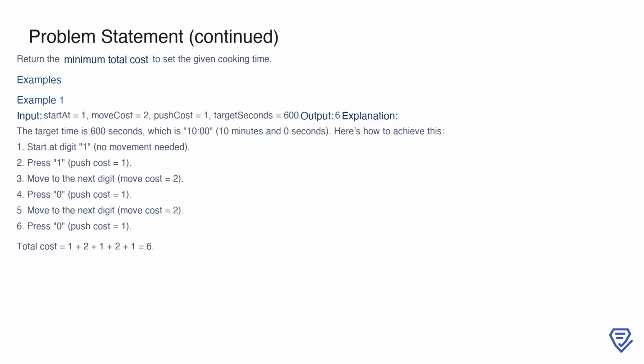Let's look at an example. Suppose the starting digit on the microwave is 1, the cost to move the cursor is 2, the cost to press a button is 1, and the target time is 600 seconds. This translates to 10 minutes and 0 seconds, displayed as 10:00. To set this time, you would first press 1 since you're already on the digit 1, and that costs 1. Then, you move the cursor to the next position, which costs 2. You press 0, which costs another 1, and repeat the process for the next digit to set the final 0. Adding up all these actions, the total cost is 6. This demonstrates the process of calculating the cost step by step to achieve the desired time.